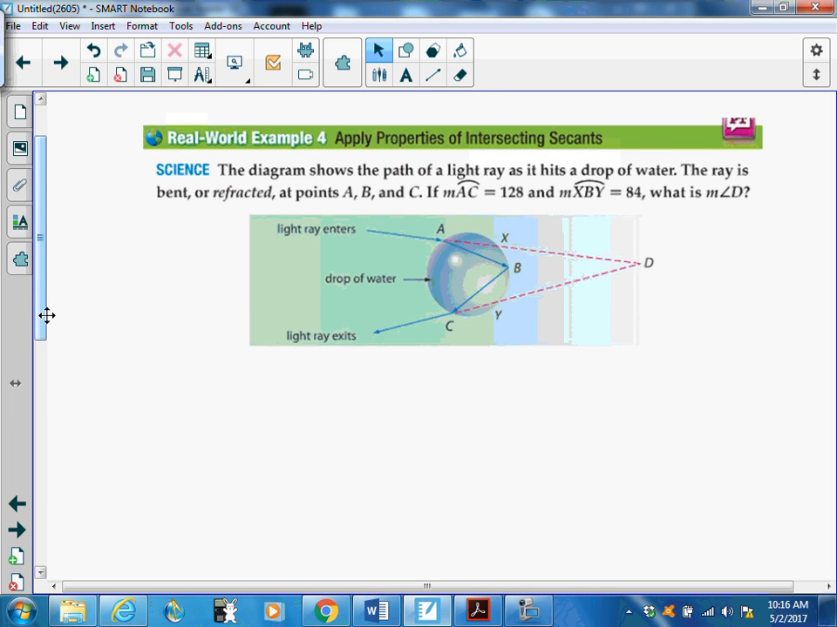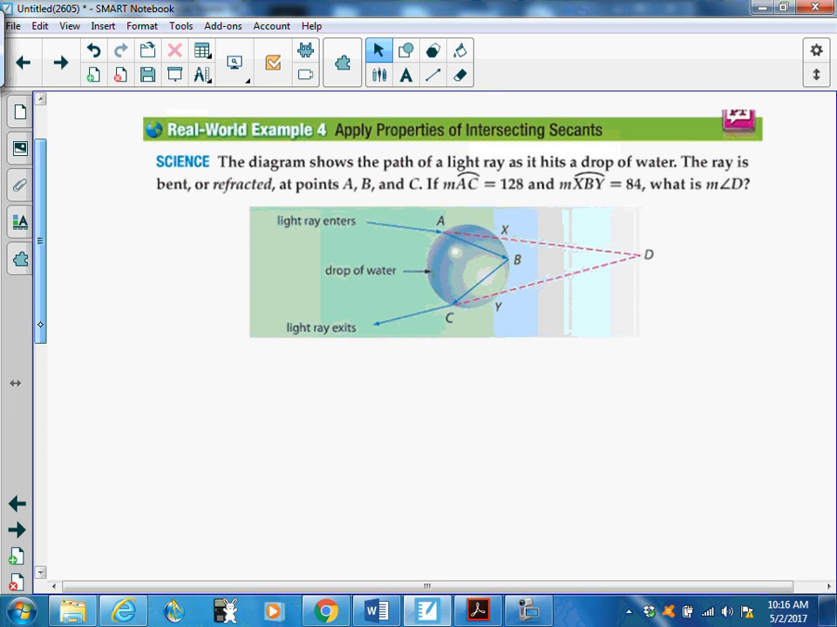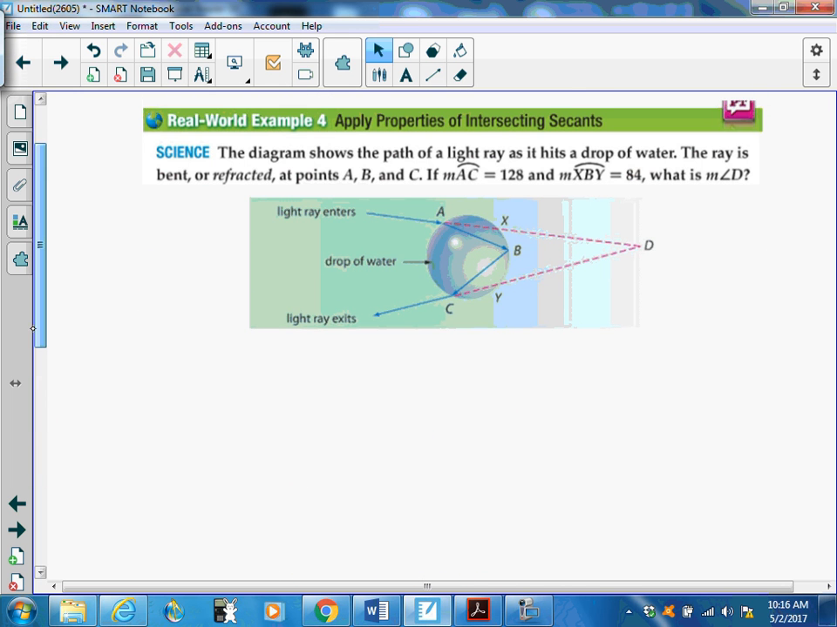For the last example, example 4, it's an application problem. It's really the same thing. It's just giving us a picture here. It says the diagram shows the path of a light ray as it hits a drop of water. The ray is bent or refracted at points A, B, and C. And then it gives us some measurements.